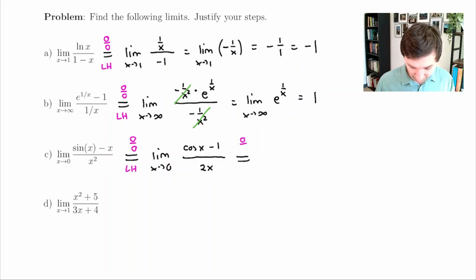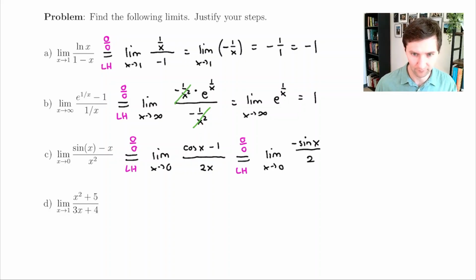Well, let me apply L'Hopital's rule again. When I do that, I get limit as x goes to 0 of negative sine of x divided by 2. Plugging in 0 to this expression, sine of 0 is 0, gives me negative 0 divided by 2, which is simply 0.